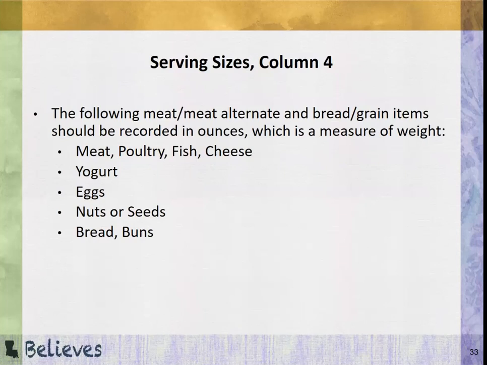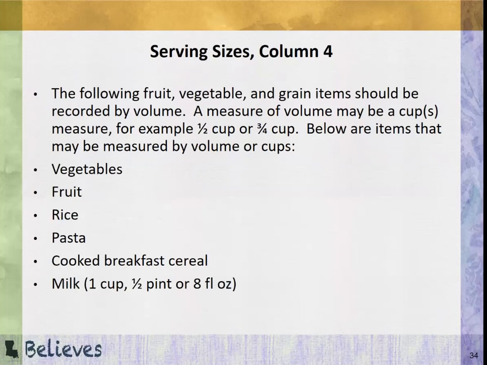When documenting serving sizes for meat, meat alternate, and bread grain items, they should be recorded in ounces, which is a measure of weight. Examples of these items include meat, poultry, fish, cheese, yogurt, eggs, nuts or seeds, breads, and buns. Under serving sizes on column 4, the following items should be recorded in a volume or cups measures, such as 1/2 cup or 3/4 cup for vegetables, fruit, rice, pasta, cooked breakfast cereal, dry cereal, and milk.